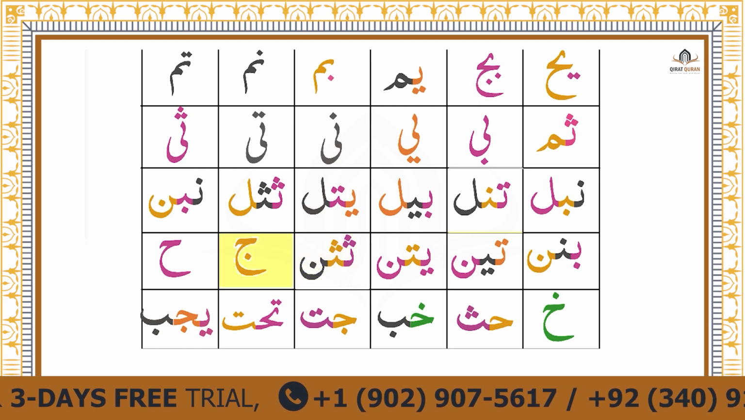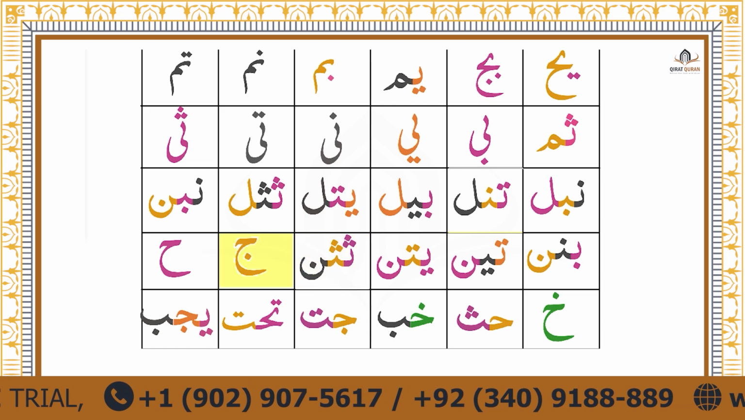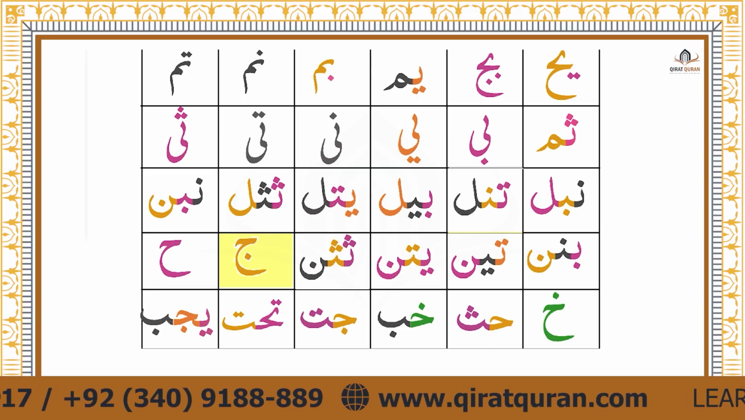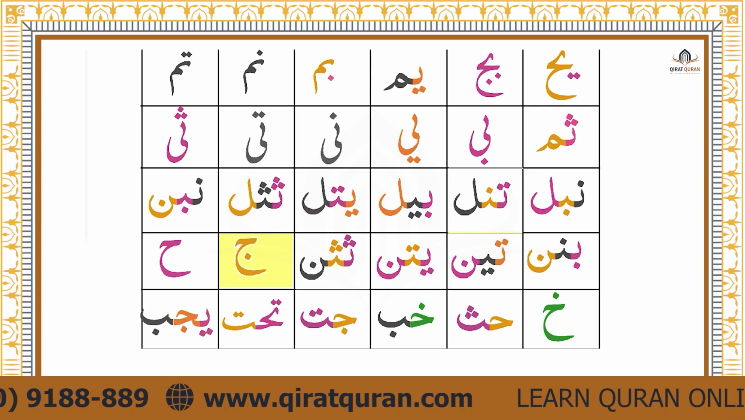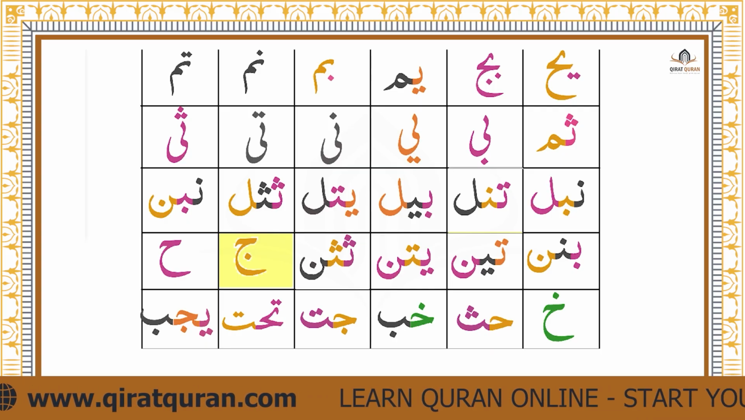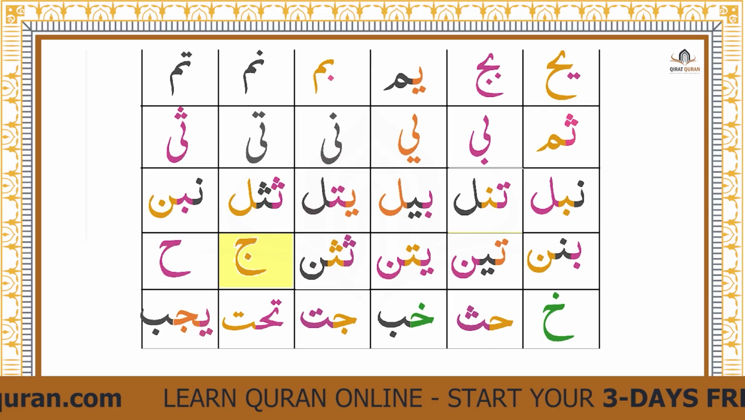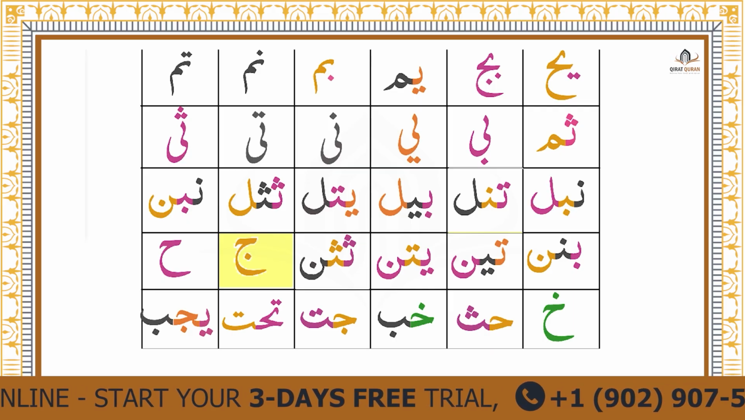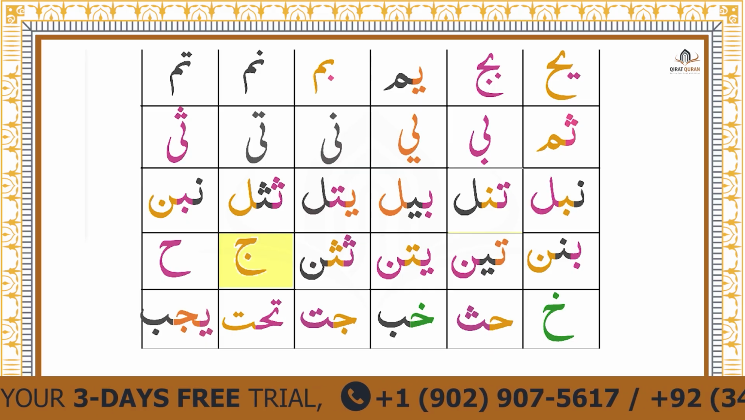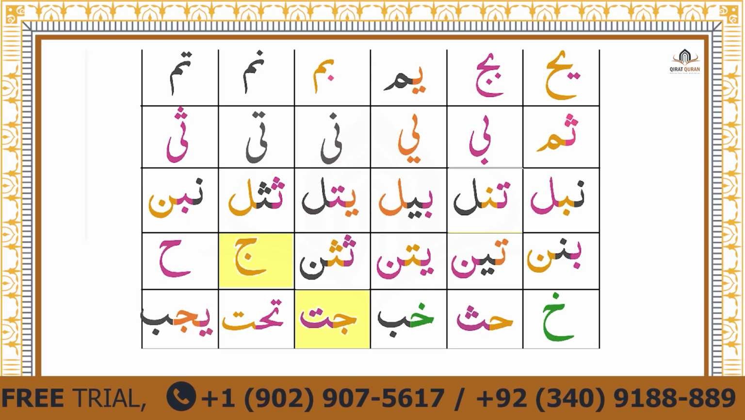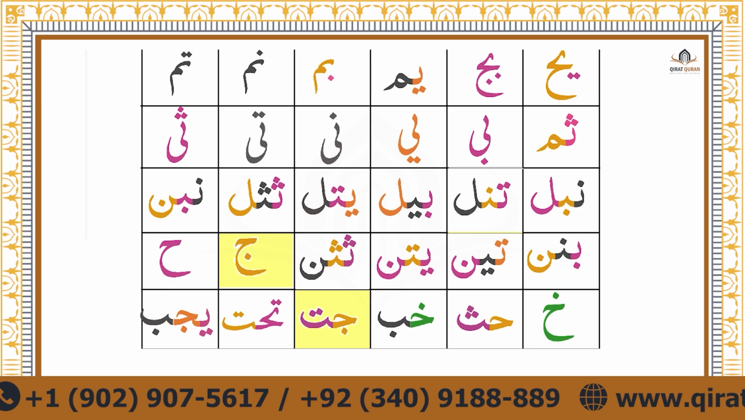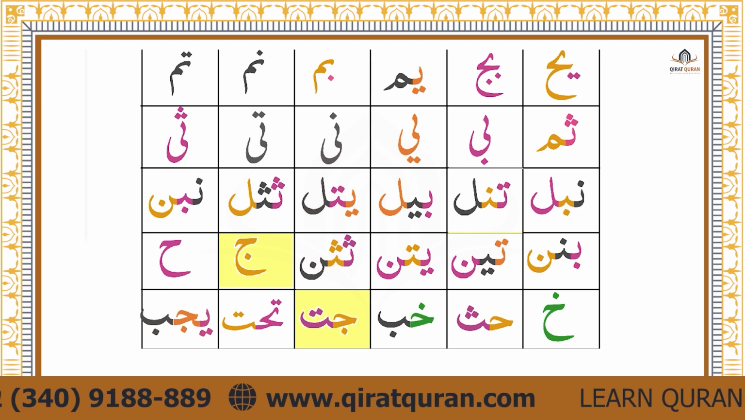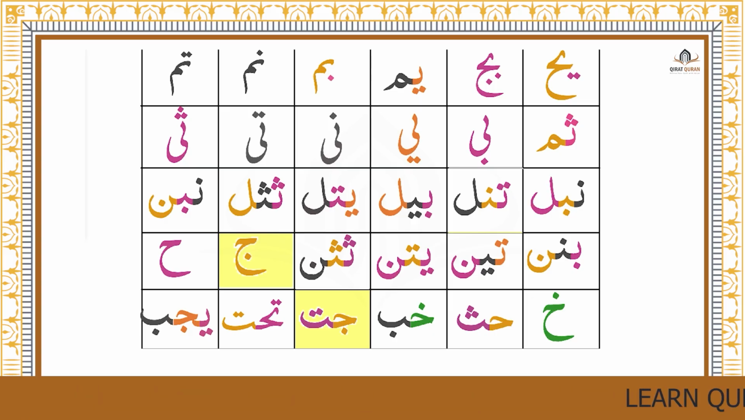The next letter is Jim, and we know about Jim that the dot of Jim comes in the middle of it. But when Jim connects with any other letter, the dot of Jim will go at the bottom. As you can see here, this is Jim. The first part of Jim will remain the same. This is the formation of it. The dot goes down.